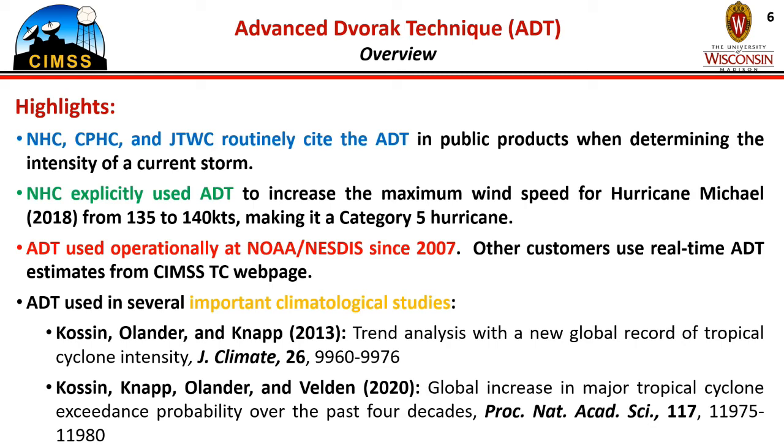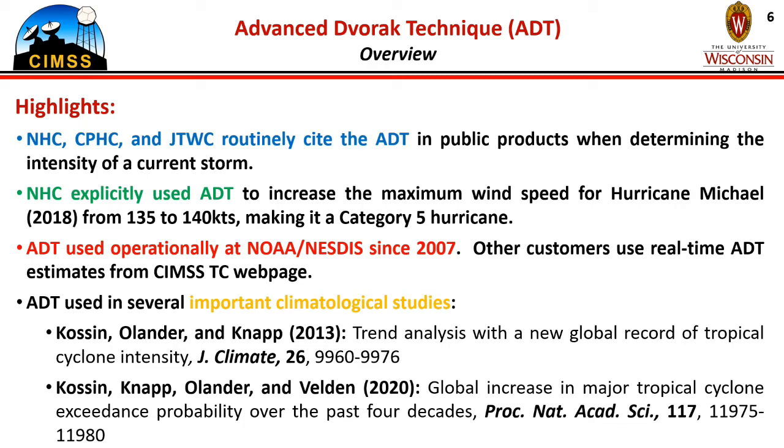The ADT is used operationally around the world at such forecast centers as the National Hurricane Center in Miami, Florida, and the Joint Typhoon Warning Center in Pearl Harbor, Hawaii. In addition, it is also used at other tropical cyclone forecast centers around the world, such as those in Australia, India, and Japan. It has also been used in several climatological studies, two of which are done by my colleague Jim Cosson of NOAA and are listed at the bottom left corner.